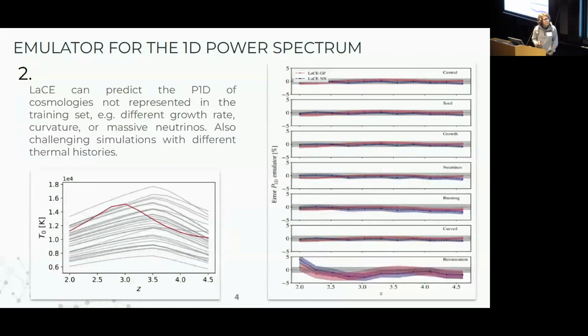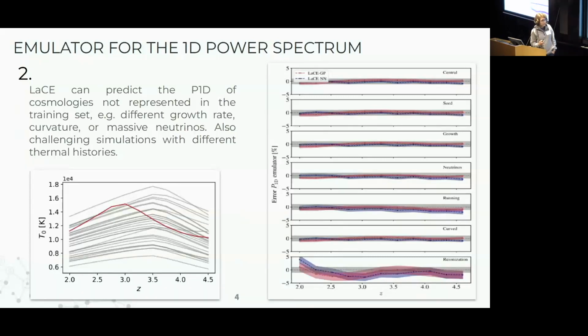Another achievement of the LACE emulator is that it can predict cosmologies that are not represented in the training sample. So what we did here is to take our training simulations, train the emulator, and then test it on cosmologies with different growth rate, with massive neutrinos, with running of the spectral index. And in all cases, we were also reaching a sub-percent accuracy.